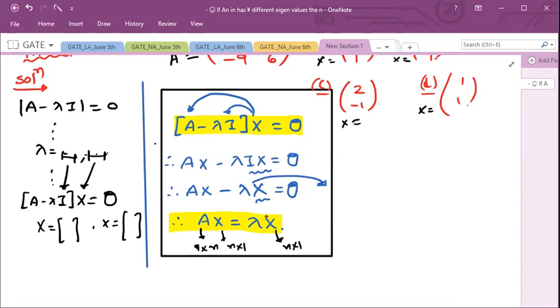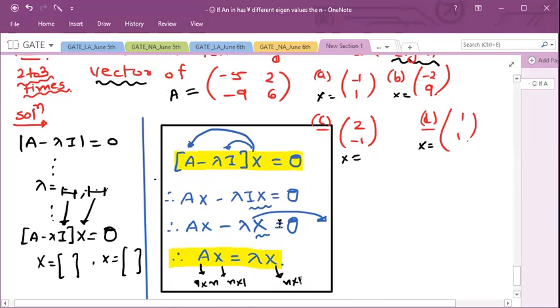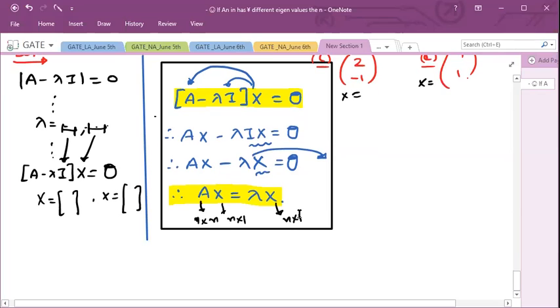So first let us see how we can do this. See over here, (A minus lambda I) into x is equal to 0, Ax is equal to lambda x. Okay. So A is -5 to -9, 6. Let me write this over here.